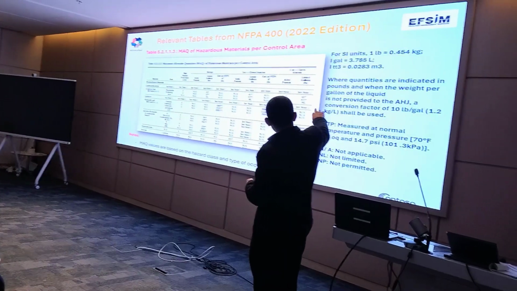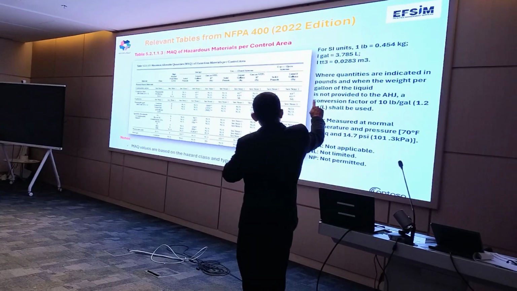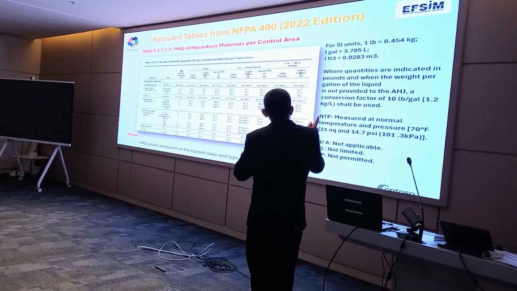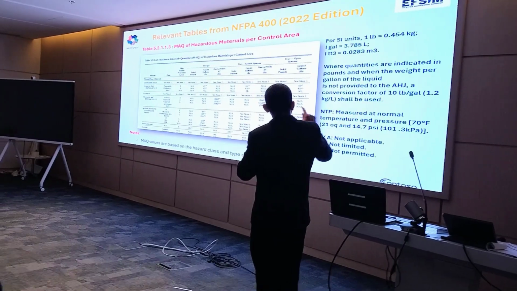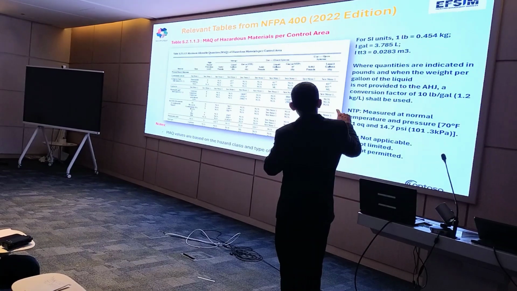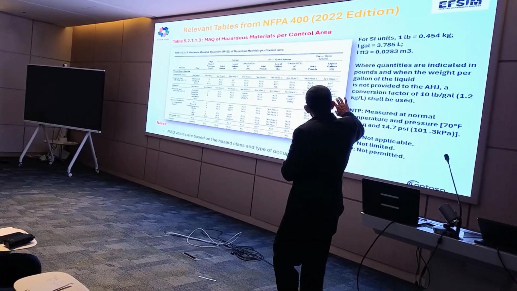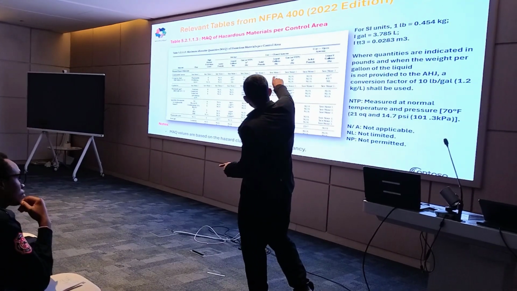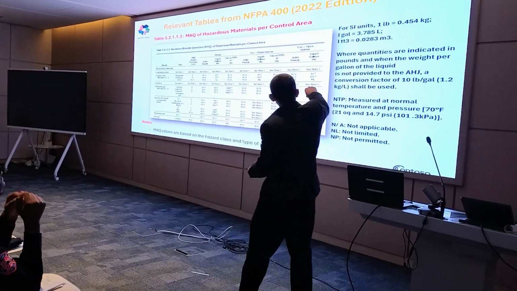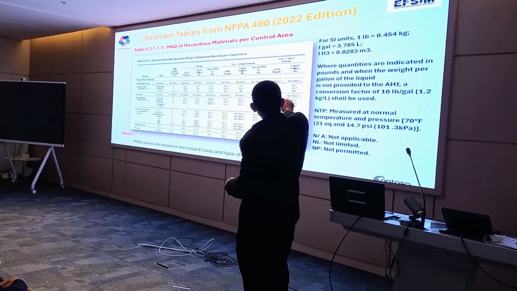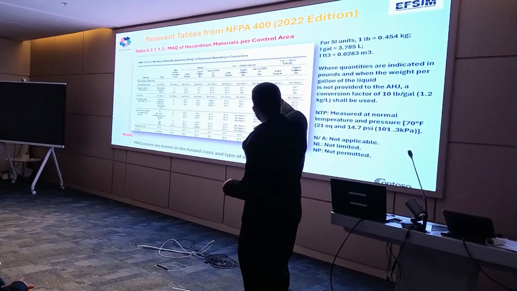Quantities are indicated in pounds, and when the weight per gallon of the liquid is not known, a conversion factor of 10 pounds per gallon shall be used. This table shows that if the quantities are not indicated in pounds, the weight per gallon of the liquid applies.